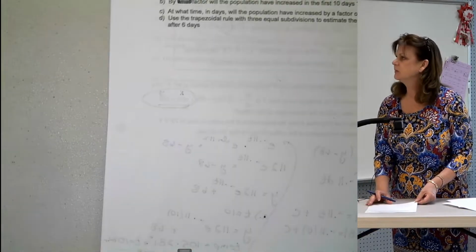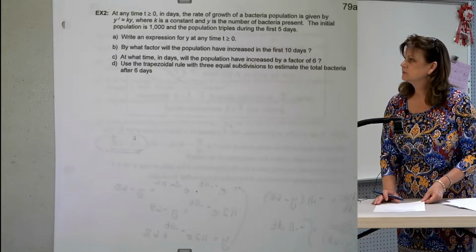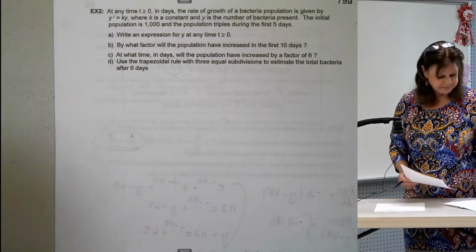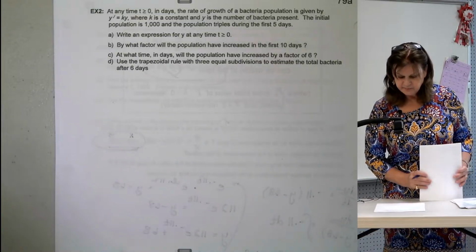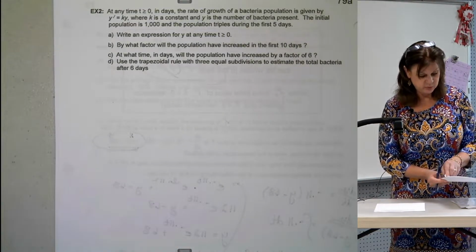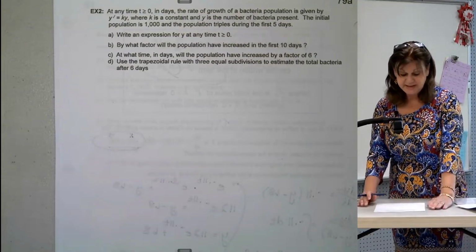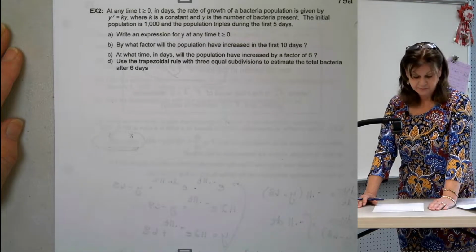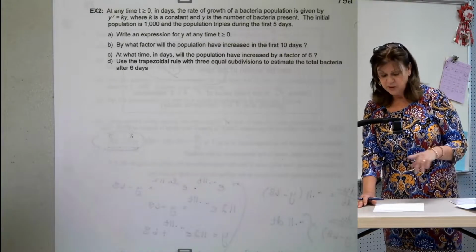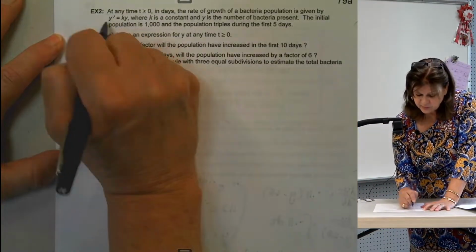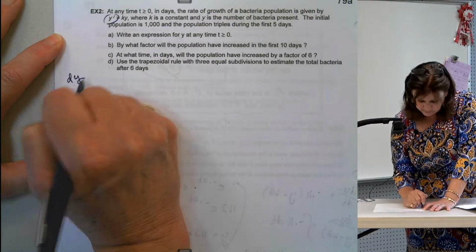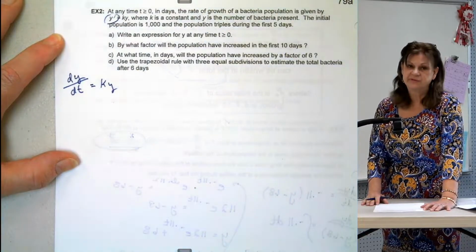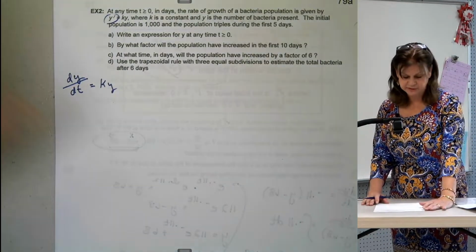Okay, another very common thing, bacteria growing, or I guess viruses, in today's world. At any time t greater than or equal to 0, that's important, in days, the rate of growth of the bacteria population is given by y derivative equals ky, where k is a constant, and y is the bacteria present. So again, remember, y derivative is dy dt. So they're giving you your differential equation right there.